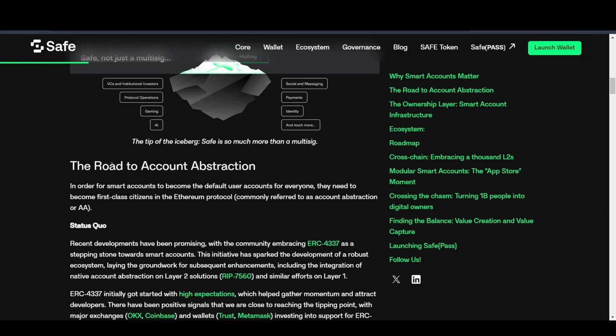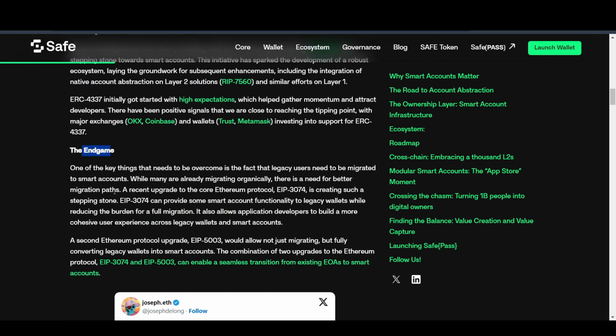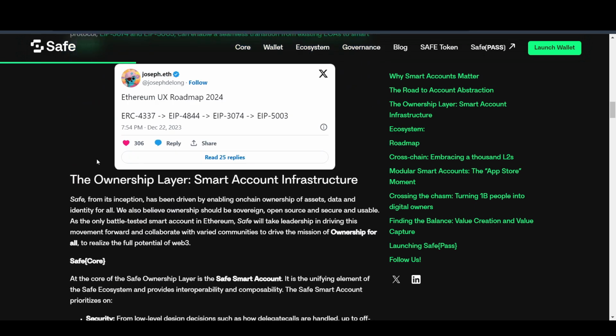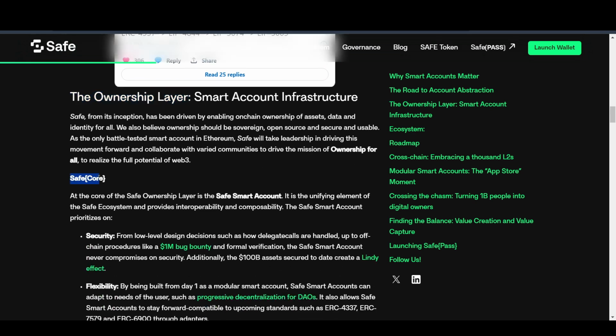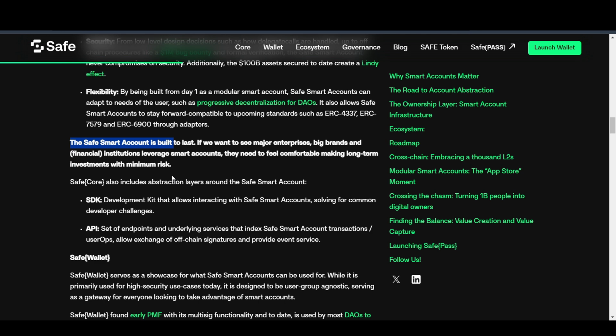So as for the road to account abstraction, they have the status quo. We have the end game. I won't be going deep into it. If I do go deep into it, the video will be very long, so I will just explain what they have. So as you can see, we also have the ownership layer, the smart contract account infrastructure. So they have various things planned in the Safe core. We also see the Safe smart account is built to last. So basically they are built to last.